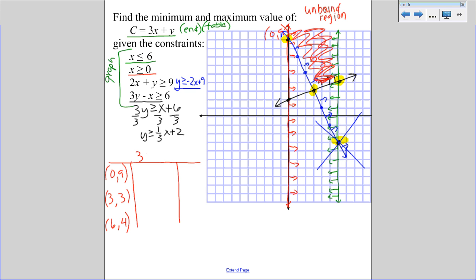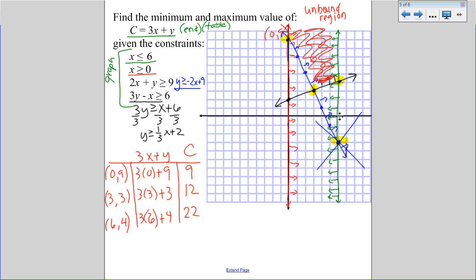Our function is 3x plus y. So we have 3 times 0 plus 9 is just 9. And so this is our cost. We have 3 times 3 plus 3 is 9 plus 3 is 12. And then we're plugging 6 in for x. So 3 times 6 plus y, so plus 4. 18 plus 4 is 22.